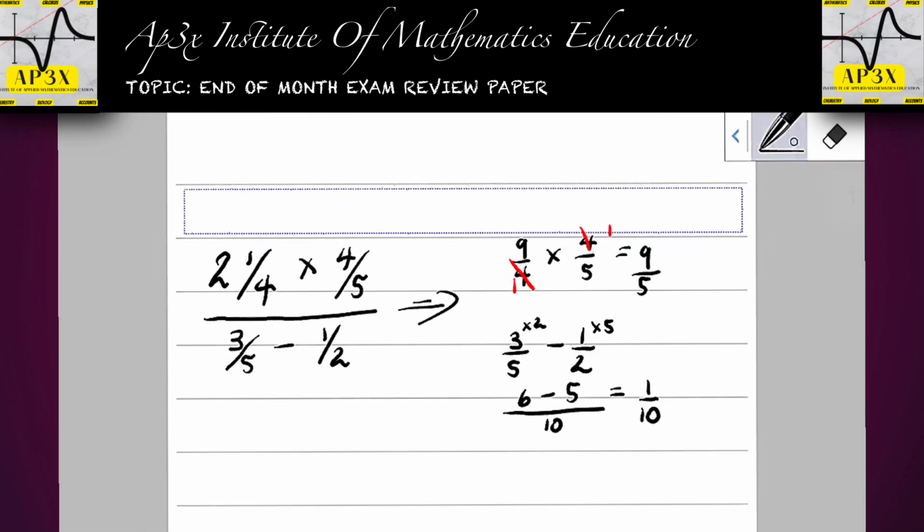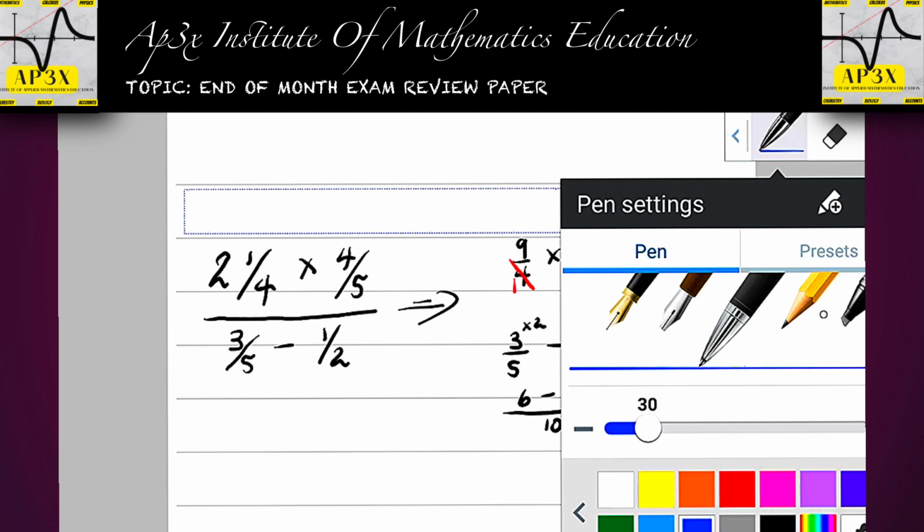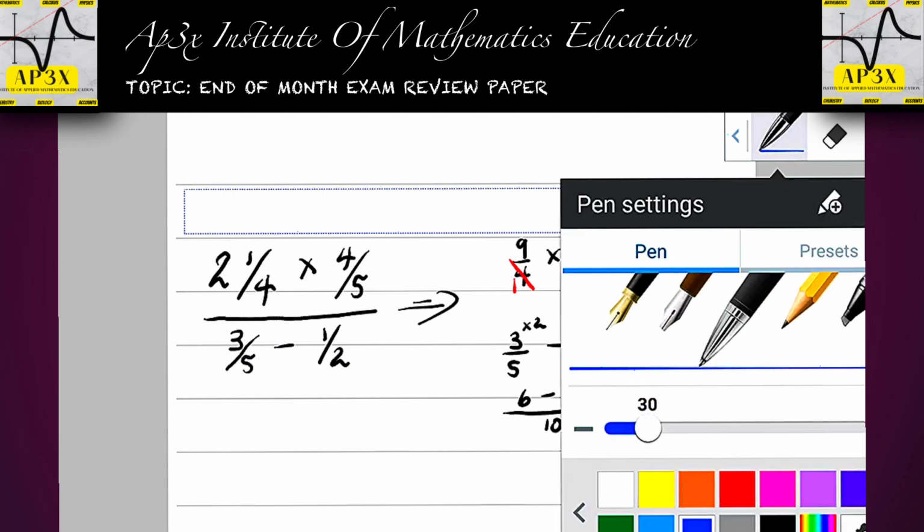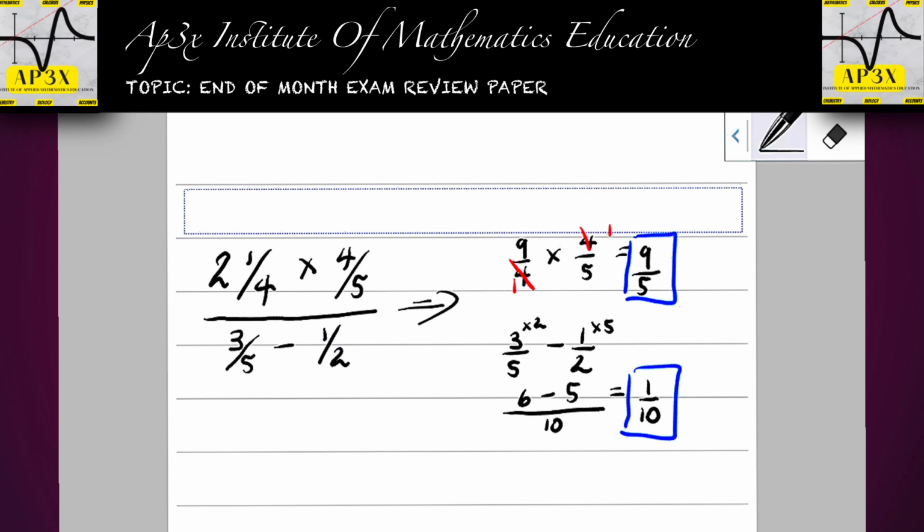So we have two solutions here: a solution of 9 over 5 for the top fraction, and 1 over 10 for the bottom fraction. So this means we're going to be taking the answer that we got for the top, which is 9 over 5, and that's going to be divided by the answer that we got at the bottom, which is 1 over 10.